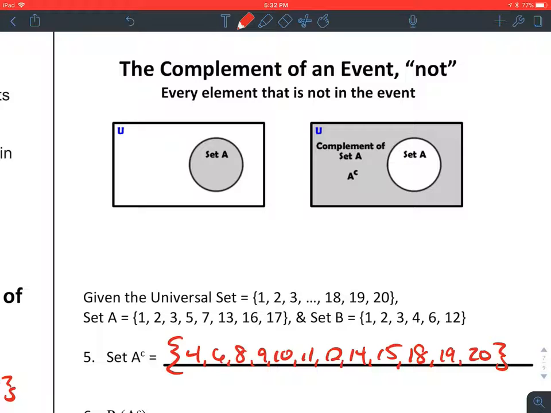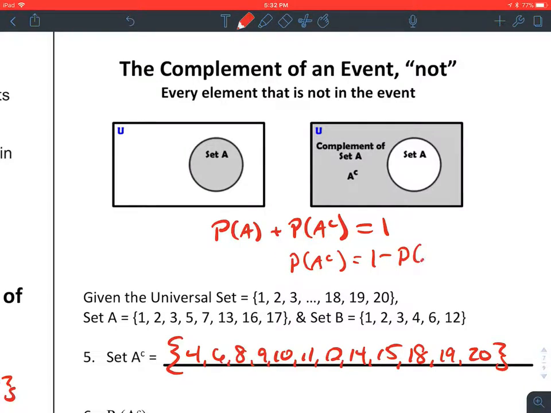Here's the fact. The probability of A happening, no matter what A is, plus the probability of the complement of A will always equal 1. Because when you include A and the complement of A, those things together make up the universal set. If we solve that for the complement using algebra, we would get 1 minus the probability of A.